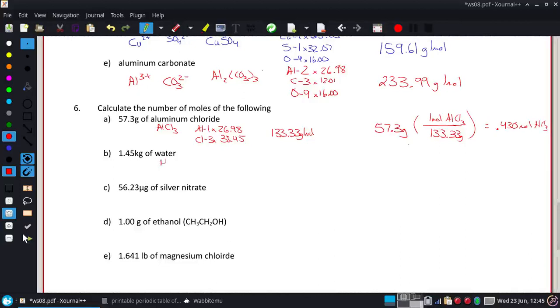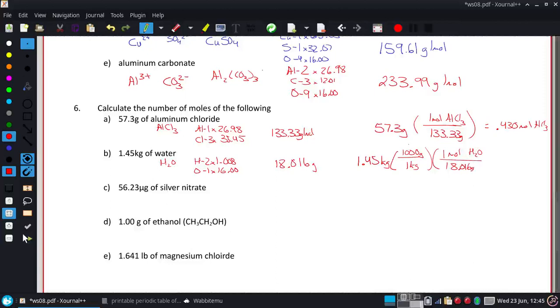Next one's water, which is H2O. So that's 2 hydrogens, 1 oxygen, and that one is 18.016 grams. Now we've got to do an extra thing on this one because that's 1.45 kilograms, and we'll need to convert our kilograms into grams before we can use the molecular weight. And if you do this, this is going to be about 80.5 moles of water.